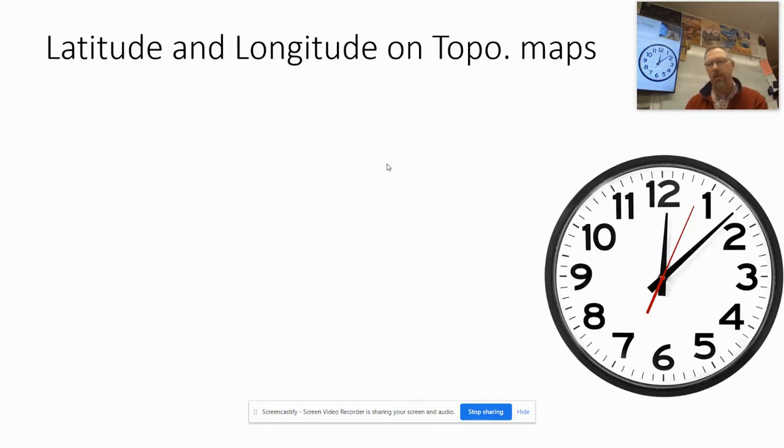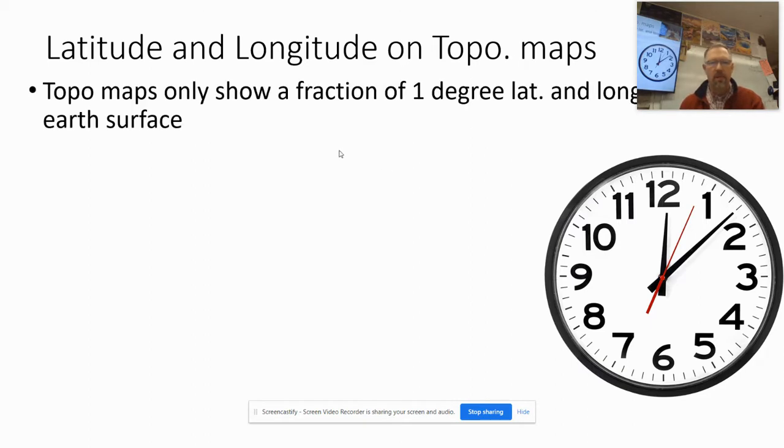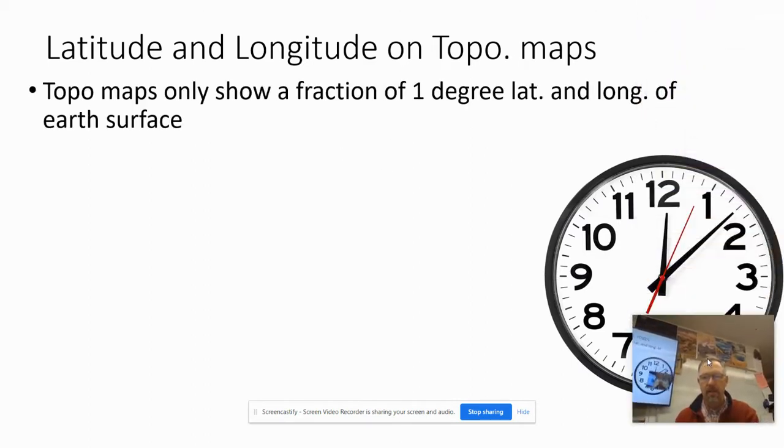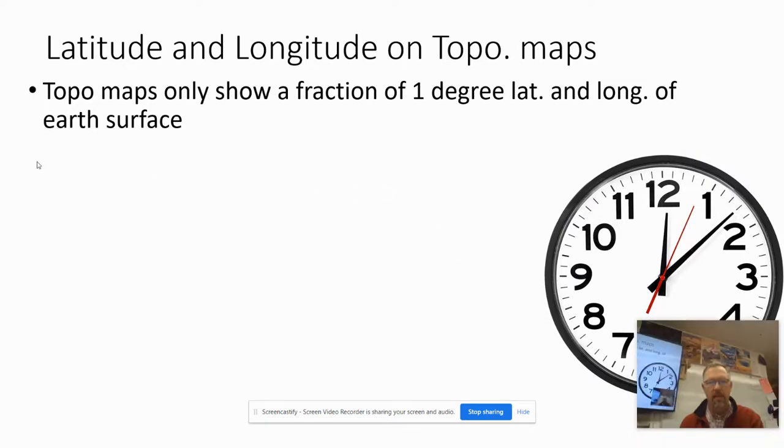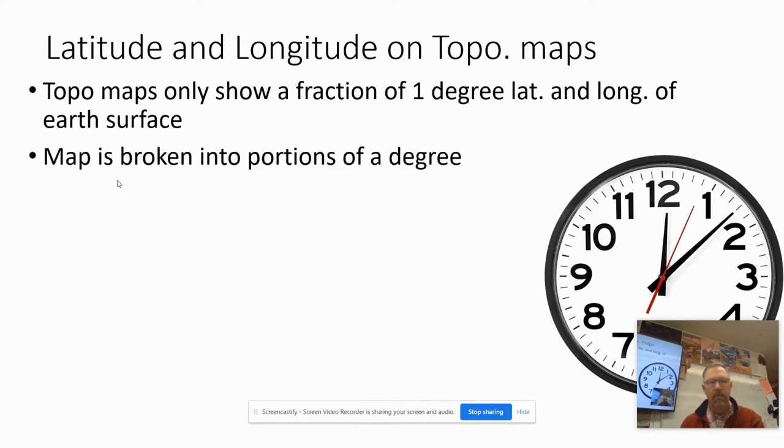Latitude and longitude on topographic maps, eventually we're going to get to that, but just in general, latitude and longitude. Topographic map, when we start looking at those in more detail, a topographic map shows only a fraction of a degree of latitude, either a quarter of a degree or a half of a degree, or in some cases, even an eighth of a degree. Well, how do we break apart a degree? Well, if we take 1 degree, you have to think of it like a clock.